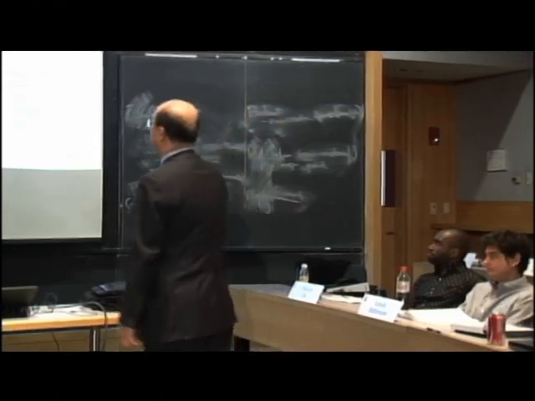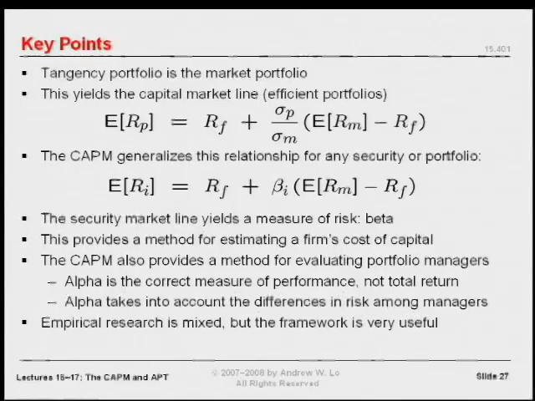Okay. So the key points for this series of lectures, lectures 15 through 17, what I want you to take with you is that there are two critical relationships that you must understand. The first is the risk-reward trade-off for efficient portfolios. That's the capital market line. And the second is the risk-reward relationship for all other kinds of portfolios. That's the security market line of the CAPM. The CAPM requires equilibrium. That's a departure from everything we've done in this course up until now.